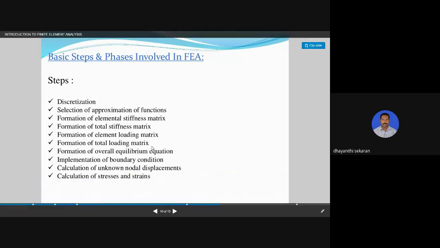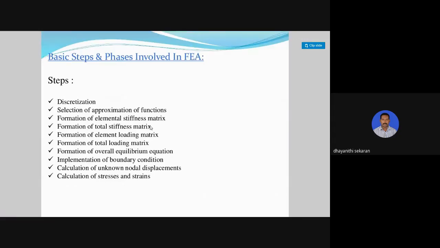The same equations are given: formation of element stiffness matrix, formation of total stiffness matrix, formation of element loading matrix, formation of total loading matrix, formation of overall equilibrium equation, implementation of boundary conditions.